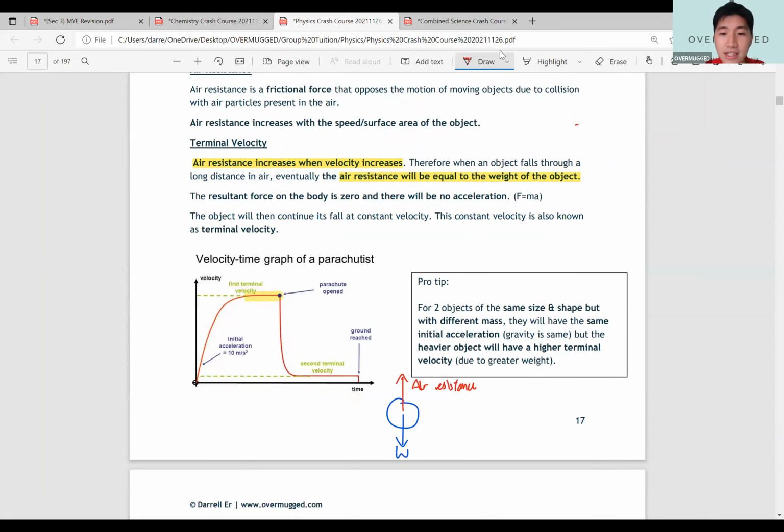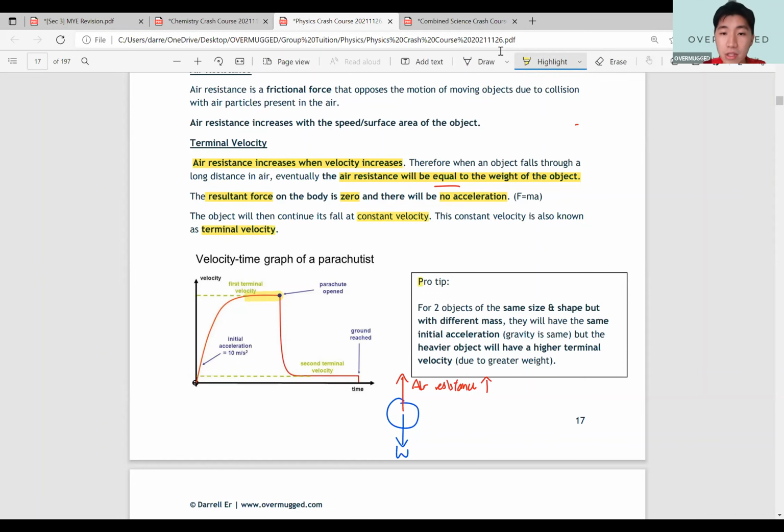So a combination of the two: weight going down, air resistance going up. As you fall faster and faster, your air resistance increases. It will increase to a point where your air resistance is equal to the weight. When that happens, your resultant force is zero because they cancel each other out. There will be no acceleration. If no acceleration, you go at constant velocity. That is known as terminal velocity. Now, this is how we explain terminal velocity. Basically, everything that I highlighted here are keywords that you must include in your explanation.